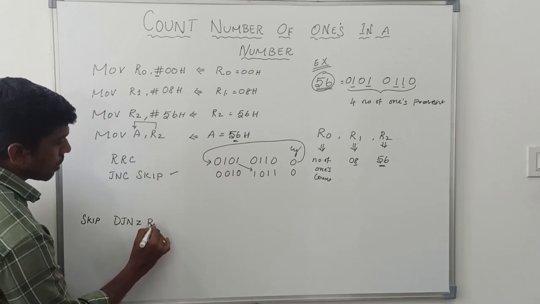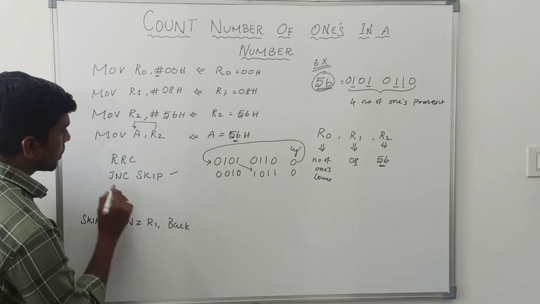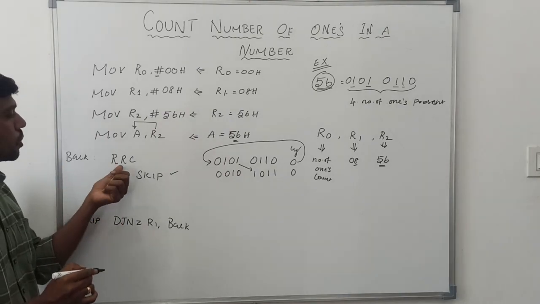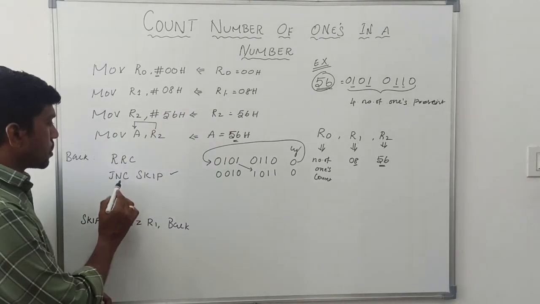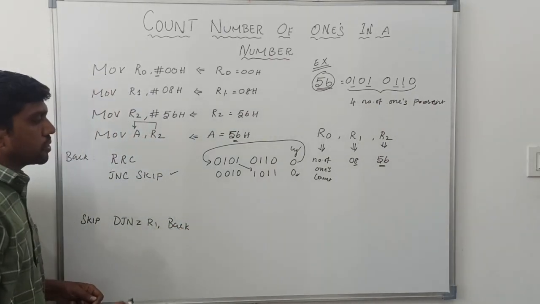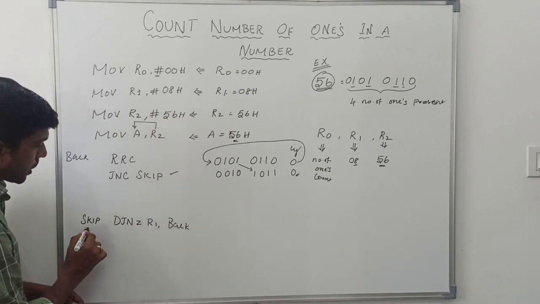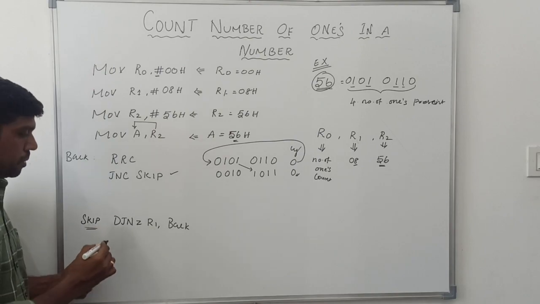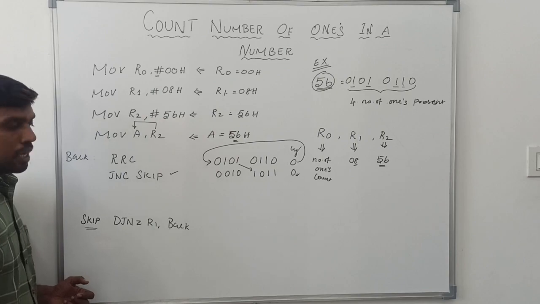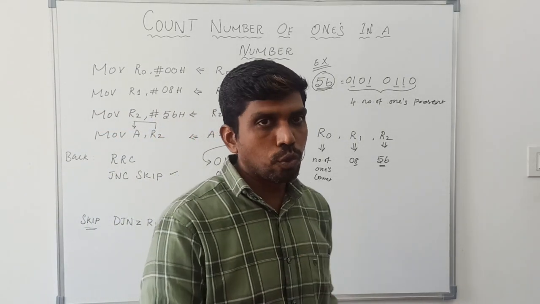Here the instruction is DJNZ R1, back. Back is the label name. This label name represents the location RRC. So JNC skip: jump on no carry. Here the carry value is 0, so the condition is true, and the program counter jumps to the skip label. Here the instruction is DJNZ R1, back. DJNZ represents decrement and jump if not zero.